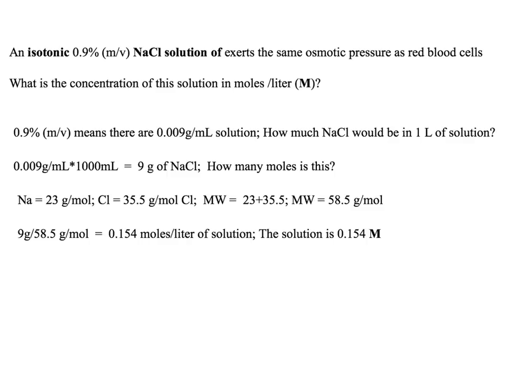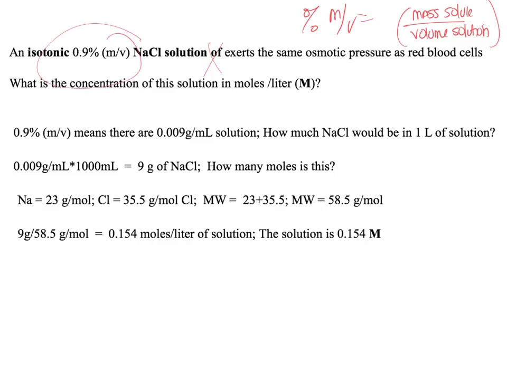So here's some isotonic. Here's a problem talking about concentration. Isotonic, 0.9% mass volume sodium chloride solution. There's a typo there, but the solution exerts the same osmotic pressure as the red blood cells. What's the concentration of this solution in moles per liter? The concentration that's given to you is 0.9% mass volume. Remember what that means. Percent mass volume means mass solute per volume solution, and then because it's a percentage, it's also times 100. So that's what I've got.